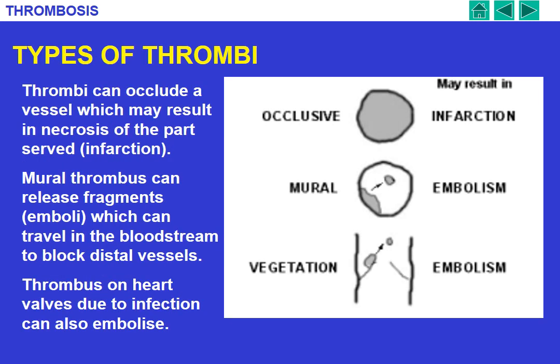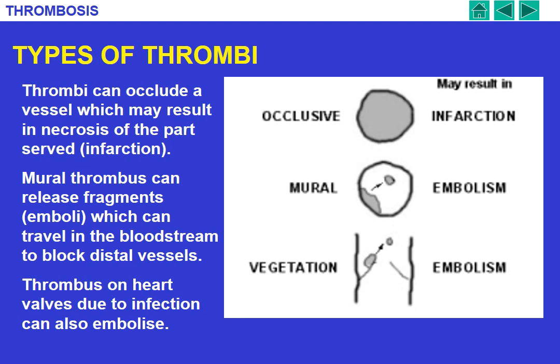What types of thrombi do we recognize? Thrombi can occlude a vessel, and this is the upper diagram that you're viewing now, and this may result in necrosis of the parts served. Secondly, thrombus can form in the wall of a blood vessel, and occasionally, rarely, this can release little fragments. This is known as embolism. These fragments can travel in the bloodstream to block distal vessels.